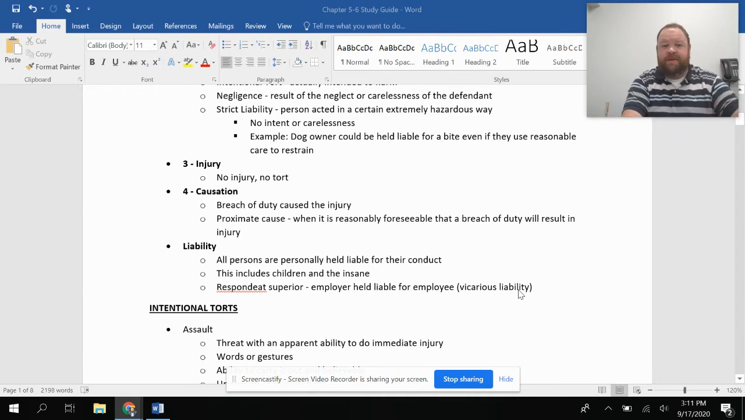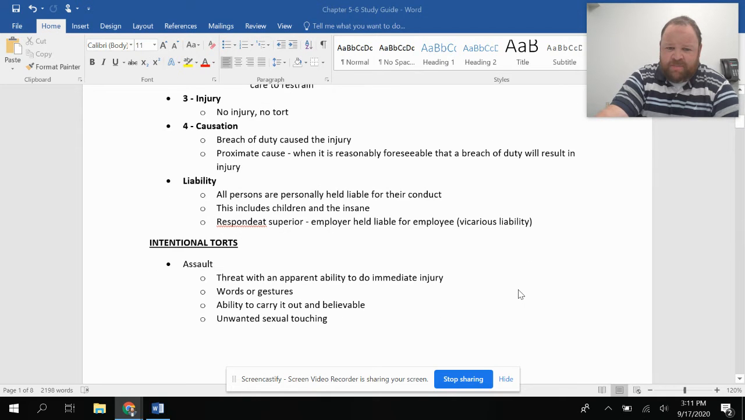You have to prove injury. Obviously, no injury, no tort, and causation. So the breach of duty caused injury. Remember the term proximate cause, which is when it is reasonably foreseeable that a breach of duty will result in injury. Also, the term liability. So all people are held liable for their own conduct. This does include children and the insane. Remember, respondeat superior, employer held liable for their employee. So we kind of went through that when we talked about white collar crimes last chapter.